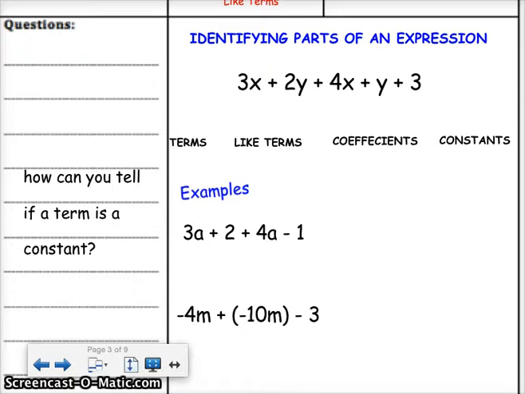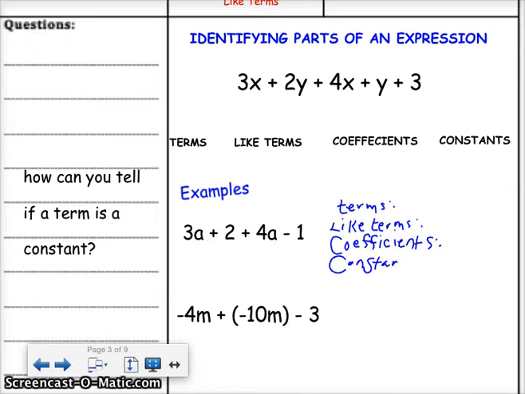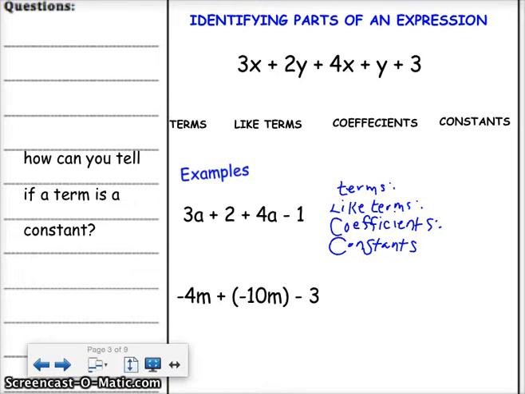So the terms on this top expression, let me just do it down here. Let me just do the first example first. So let's go. Terms, like terms. See how I'm organizing it? Coefficients, and then constants. Alright, now you can't combine them yet. If it says list all of the constants, list all of the like terms, don't combine them, you're just listing the terms.